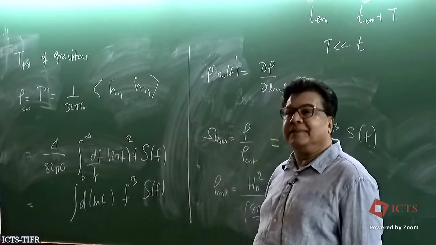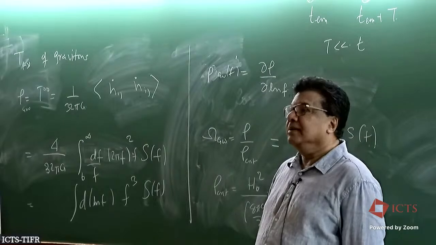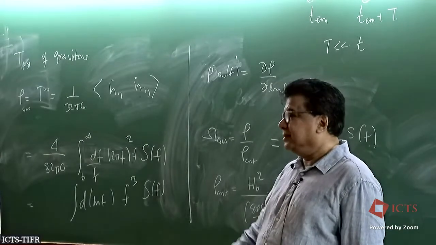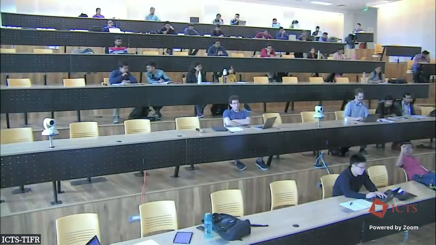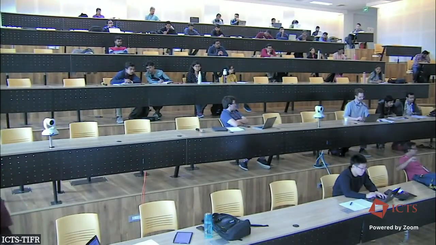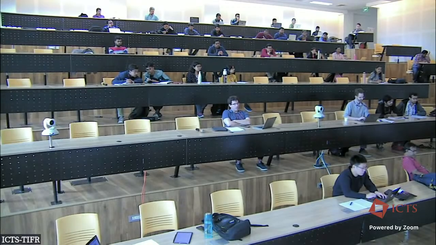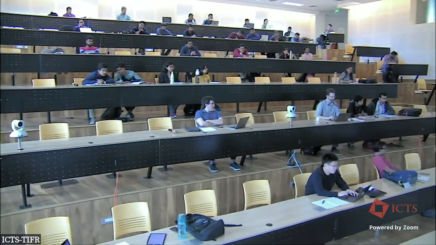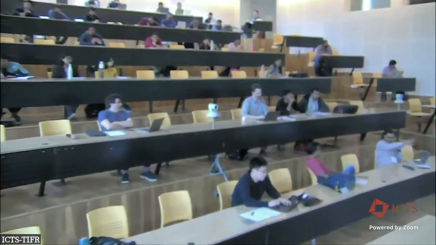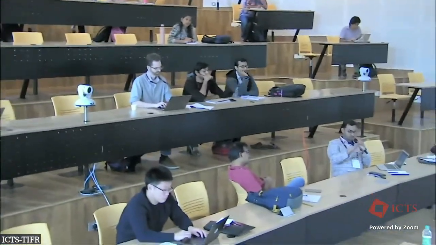Other questions? Yeah. Hello. Yes. So I was wondering, imagine you have a stochastic gravitational wave background, just as you have done, but they are polarized. That means chiral. Okay. So do all the steps remain the same?